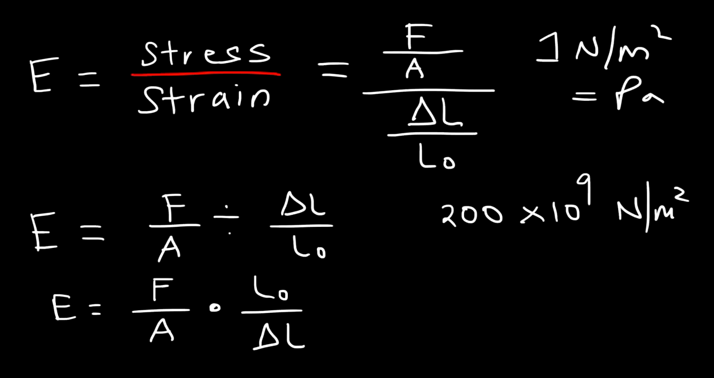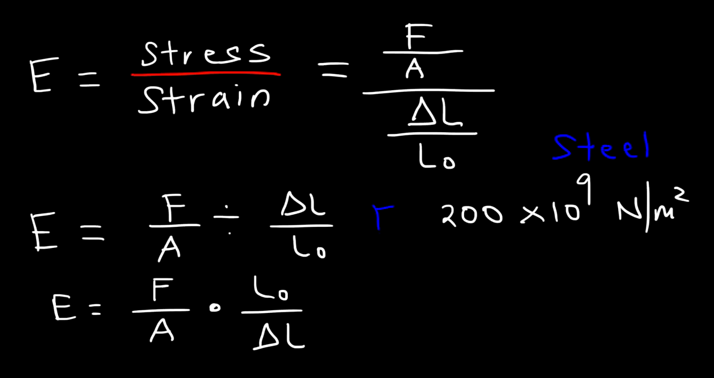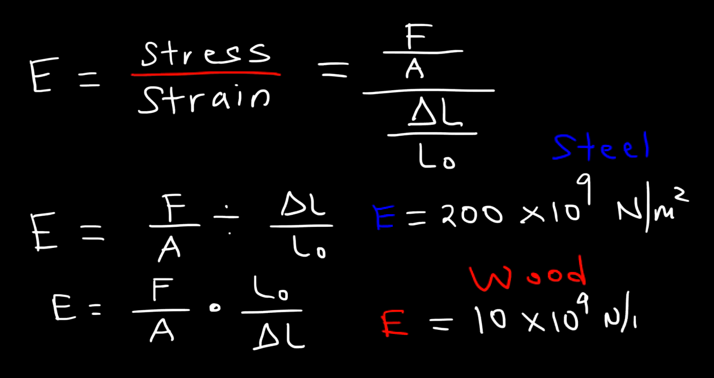So you might see the elastic modulus represented in newtons per square meter or pascals, and they're equivalent to each other. Just keep that in mind. So this is the elastic modulus for steel. Now let's compare it to another material. Let's use wood as an example. Steel is a lot stronger than wood, and the elastic modulus for wood, parallel to the grain, is about 10 times 10 to the 9 newtons per square meter. So based on this, steel is 20 times stronger than wood.